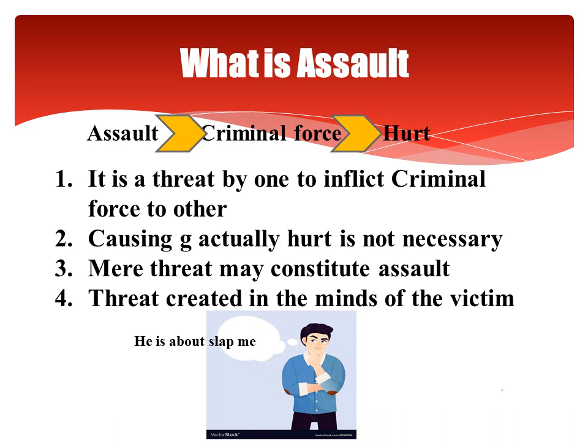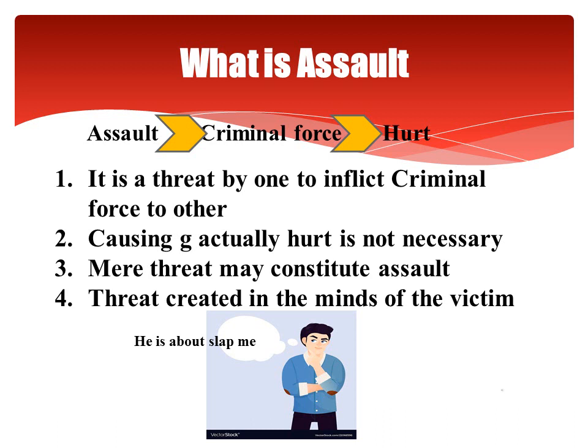Now, the question is what we call assault. The Indian Penal Code classifies the inflicting of bodily pain into three categories. Number one, the assault. Number two, the criminal force. And number three, the hurt. Criminal force is more severe than the assault and less severe than hurt. Or you can say the criminal force has more criminality than assault and less criminality than the hurt. So first comes the assault, then criminal force, then the hurt.